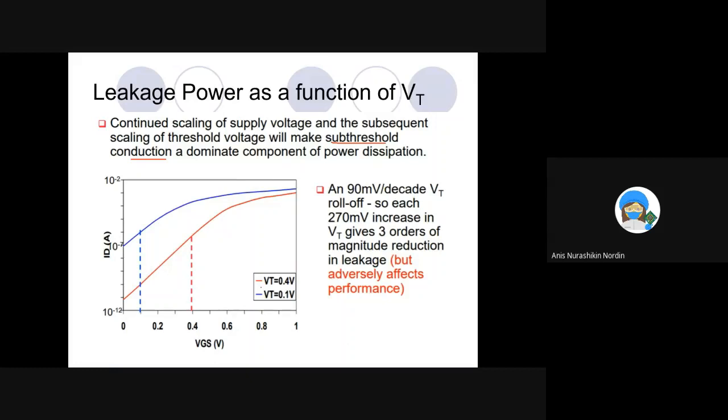Okay, as you can see here, when V threshold is 0.4, the sub-threshold current is this value, around 10 to the minus 11 or like this. And as you increase the gate source voltage, the current will increase. But when you reduce the V threshold down to 0.1 volt, you can see that the sub-threshold current increases. Okay, so this will make leakage power be higher.